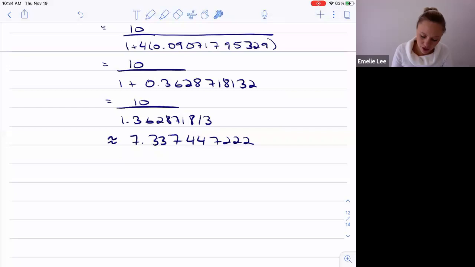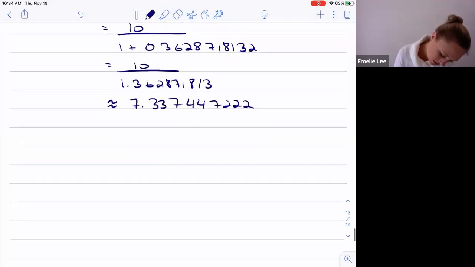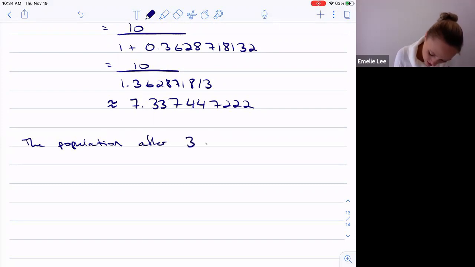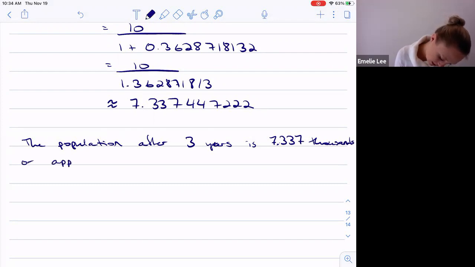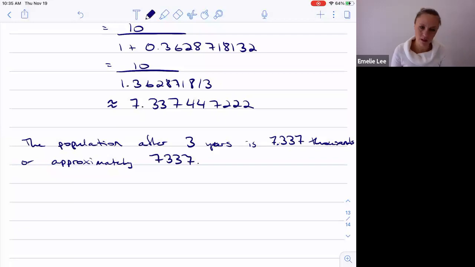In terms of fish, right? The population after 3 years is 7.337 thousands, or approximately 7,337. Just multiply it by 1,000.